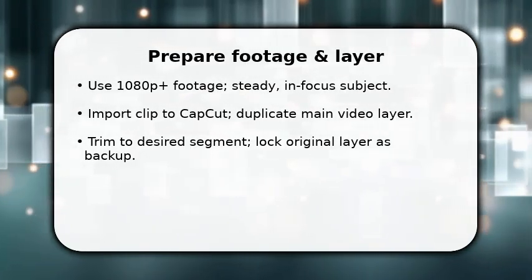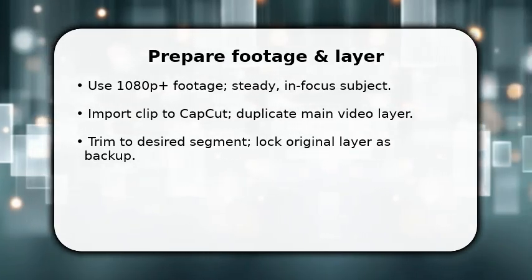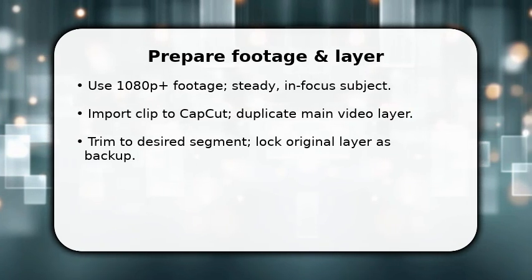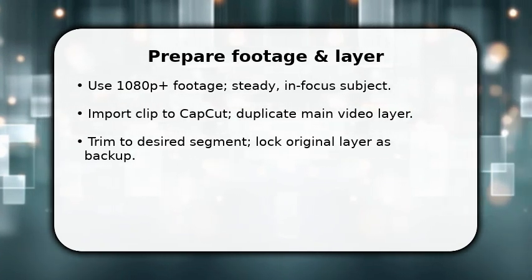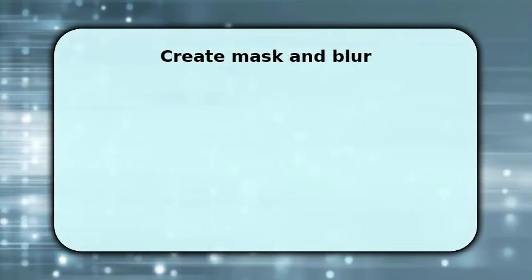Then switch to the overlay track and position the duplicate above the original. This gives you a separate layer to mask and blur without losing the base image. Next, select the top duplicate and open the mask tool. Choose a shape or brush to isolate your subject precisely.